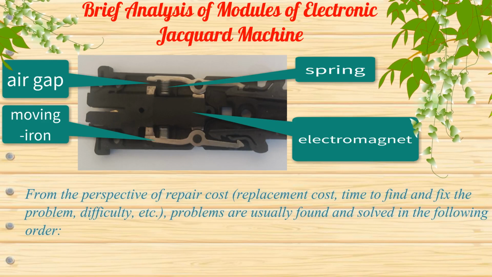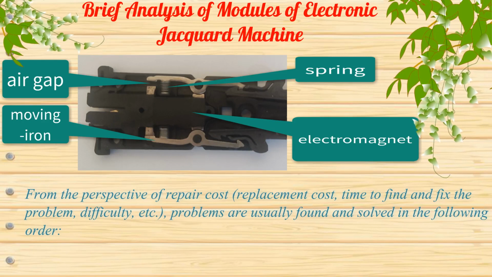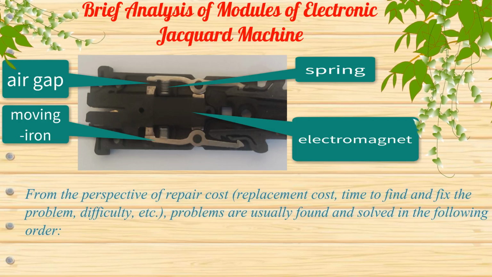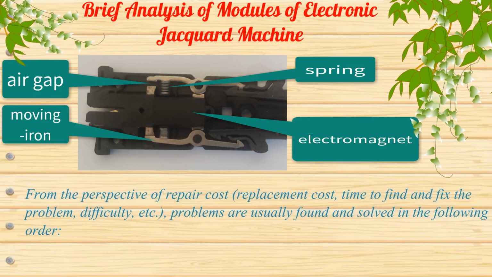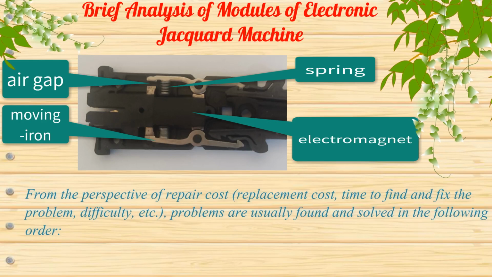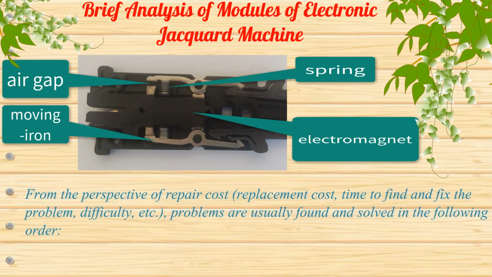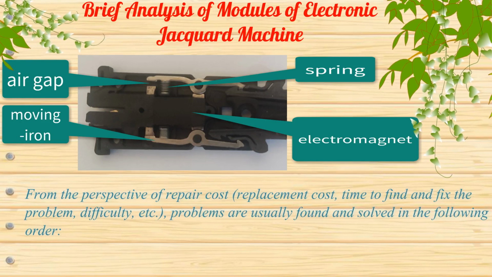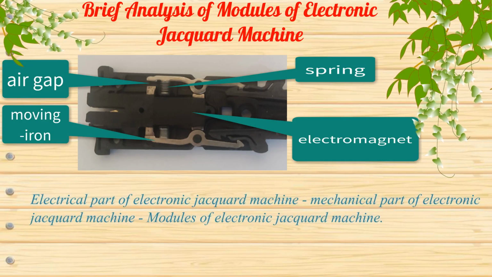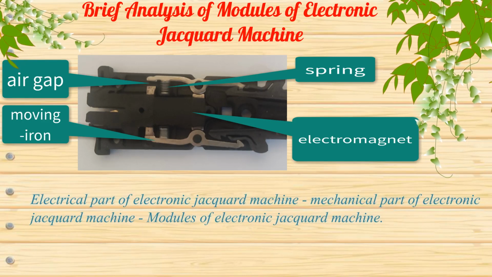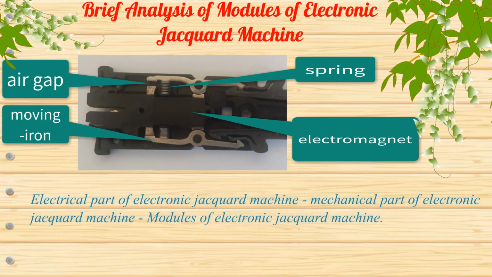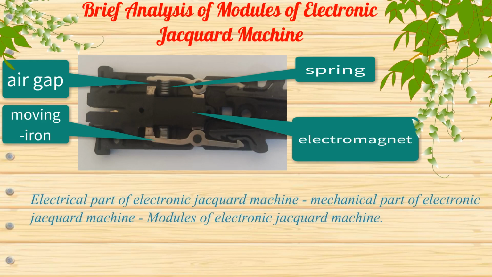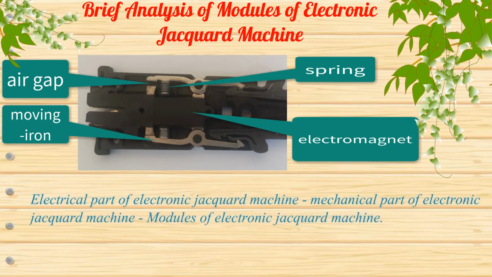From the perspective of repair cost, replacement cost, time to find and fix the problem, difficulty, etc., problems are usually found and solved in the following order. Electrical part of electronic Jacquard machine, mechanical part of electronic Jacquard machine, modules of electronic Jacquard machine.